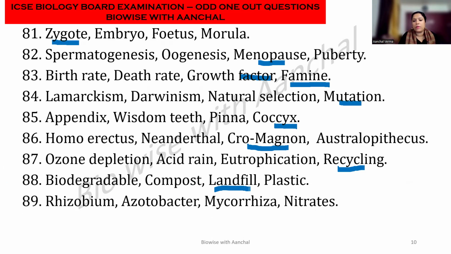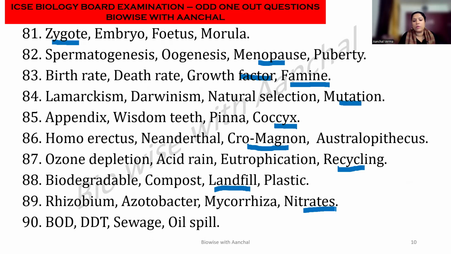Rhizobium, azotobacter, mycorrhiza, and nitrates. Now here the rest are all adding nitrogen naturally. Nitrates are, you can say, man-made fertilizer, but the rest are natural suppliers of nitrogen to the soil.